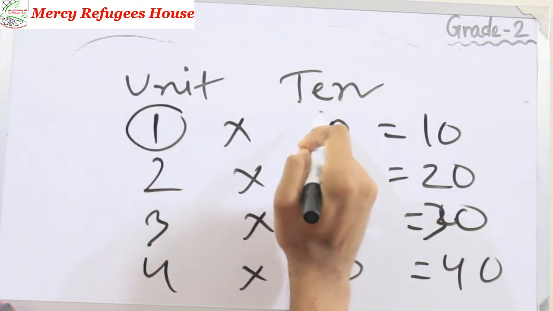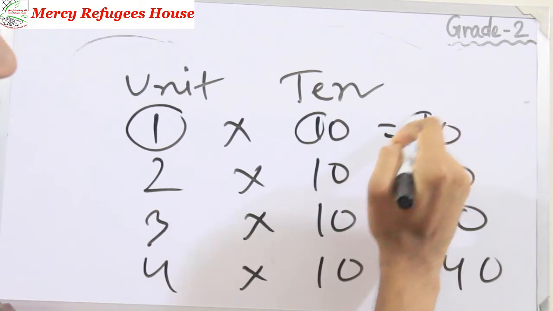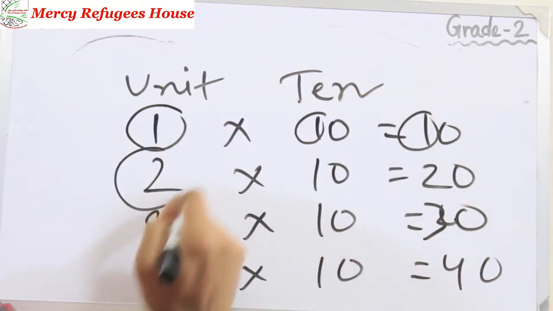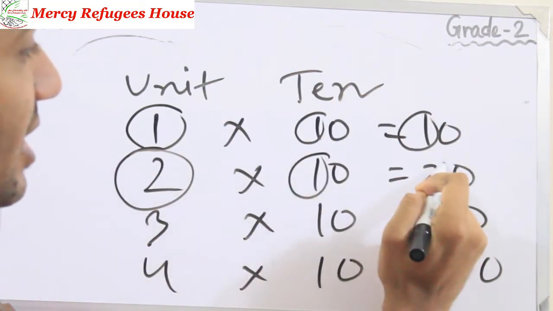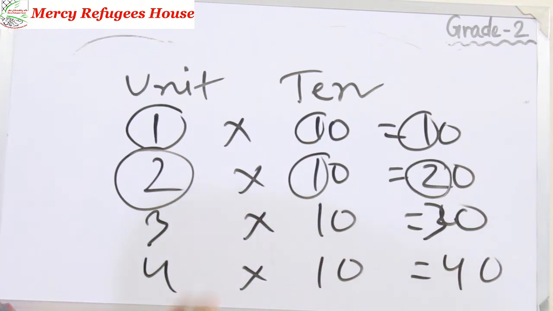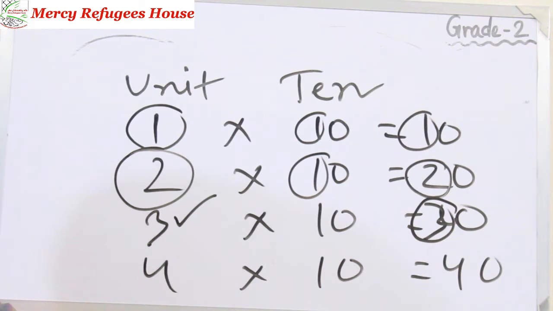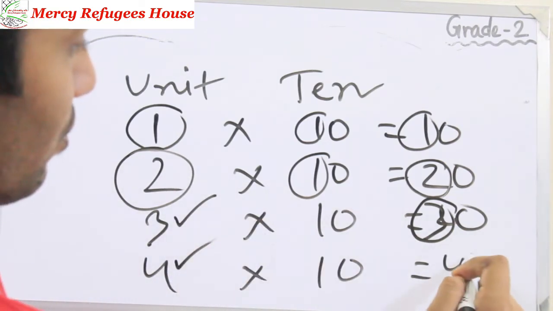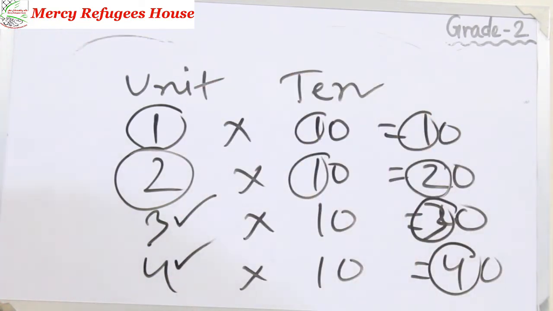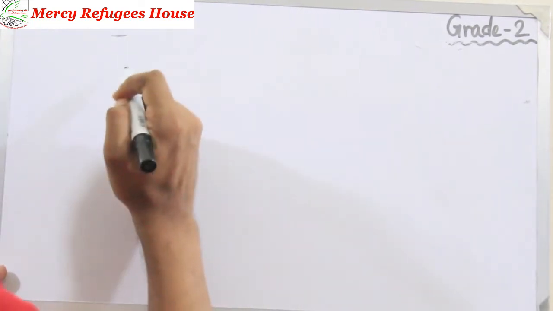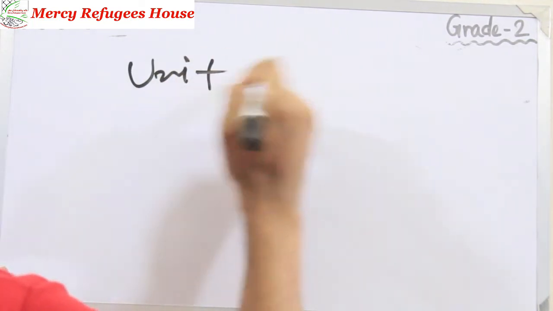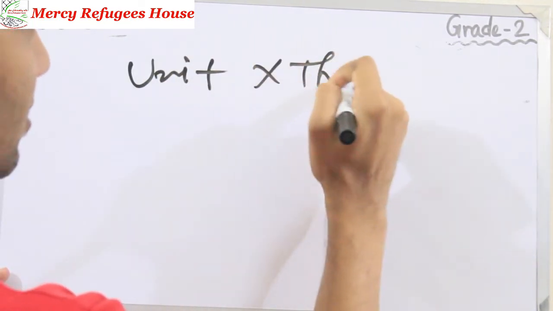The unit number we are putting in the tens, we get the number value 10. We put the unit number with the tens here, we get the number value 20. The unit number is 3 here, we put it in the tens, we get 30. The unit number here is 4, we put it here and we get 40. Same goes for the rest of the numbers as well. Same goes for the unit into thousands.